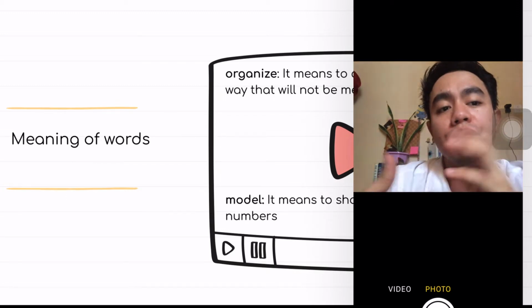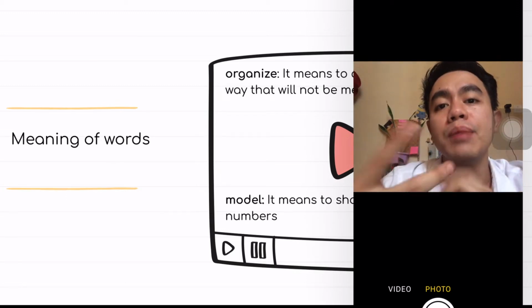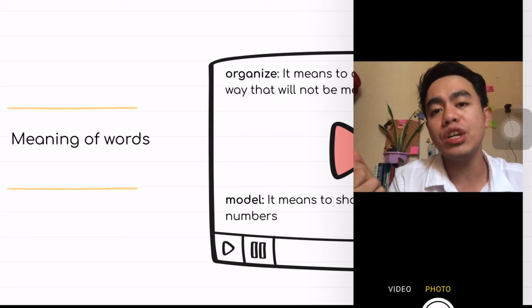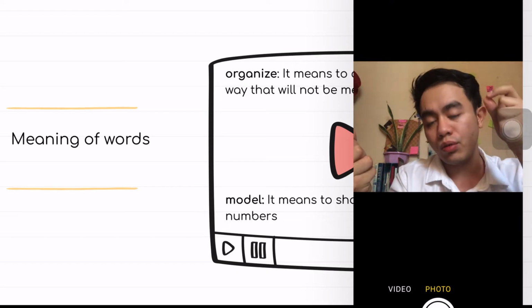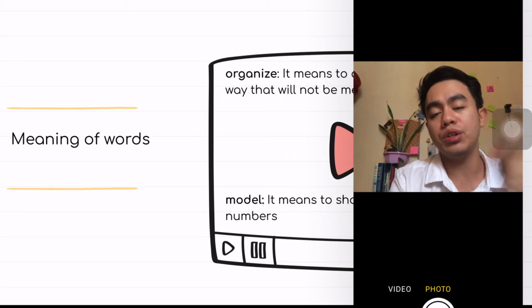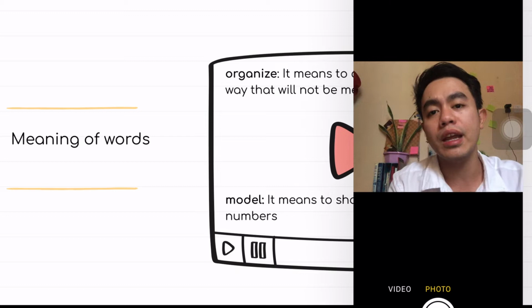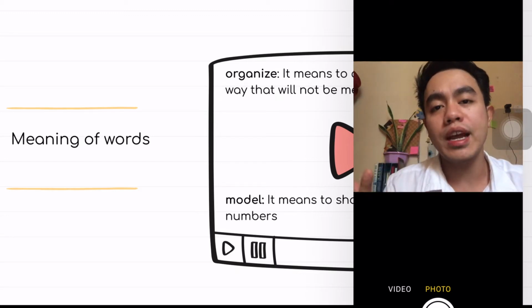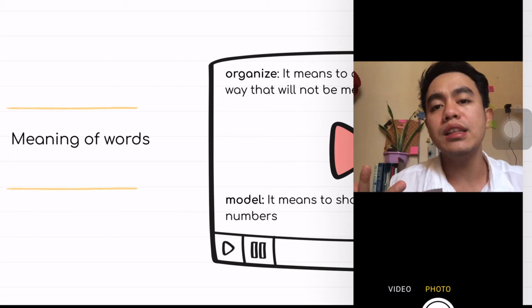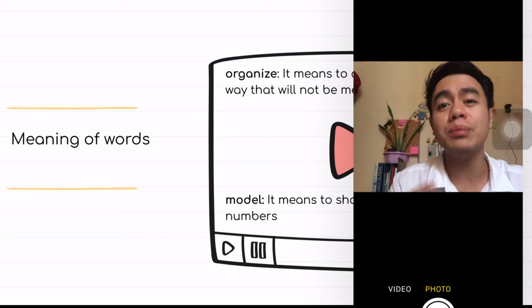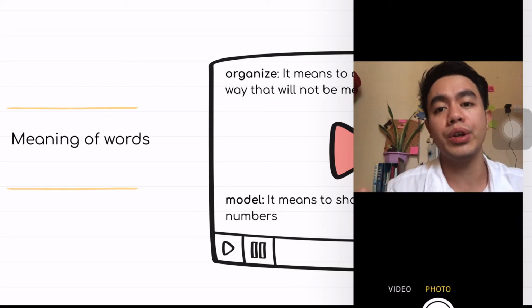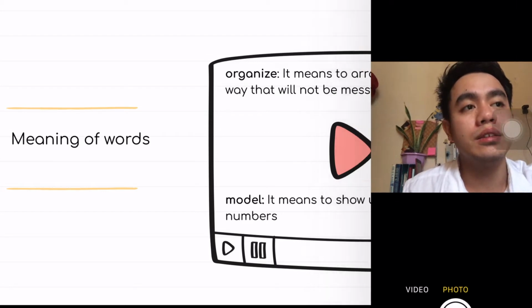So it's just simply like if I say I want you to organize the things inside your bag, I'm telling you to fix them so that it will not be messy, so that when you open your bag, it's easier for you to know where to get your pencil, where to get the eraser, where to get your English notebook, something like that. So if I use organize, it means it will be easier for you to see it and to check it out. Okay, so that's what the word organize means.